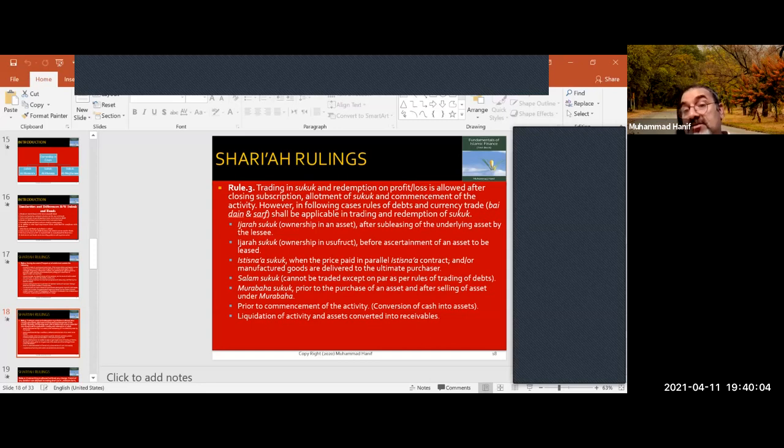If you are trading Sukuk, you will take into account the rule of Sarf and the rule of Dain, which means neither more nor less. You have to trade at par value. Liquidation of activity and assets converted into receivables. These are the situations where you cannot trade your Sukuk at premium or discount, at profit or loss. They have to be traded at par value because their status is Dain and Sarf. The rule of Dain and Sarf applies in these situations mentioned here. Other than that, you can sell your Sukuk at profit or at loss, whatever is the prevailing market price.